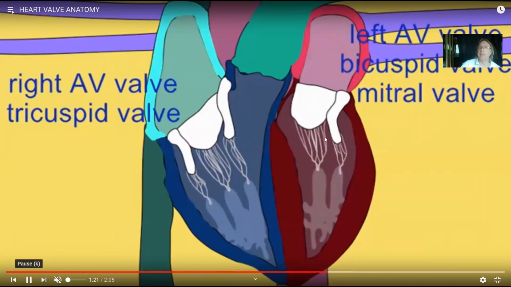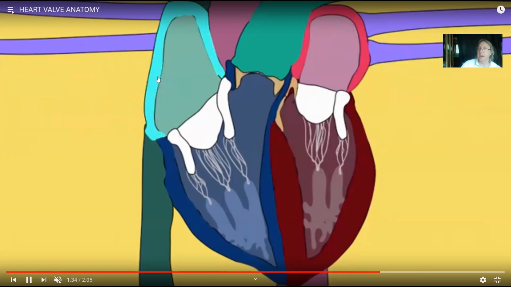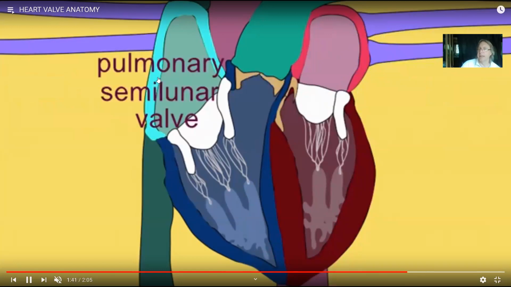The semilunar valves do not have those chordae tendineae, and they do not have an atrium above them. Instead, they separate the ventricle from the vessels which leave the ventricle. So the pulmonary semilunar valve separates the right ventricle from the pulmonary trunk. The aortic semilunar valve separates the left ventricle from the aorta.